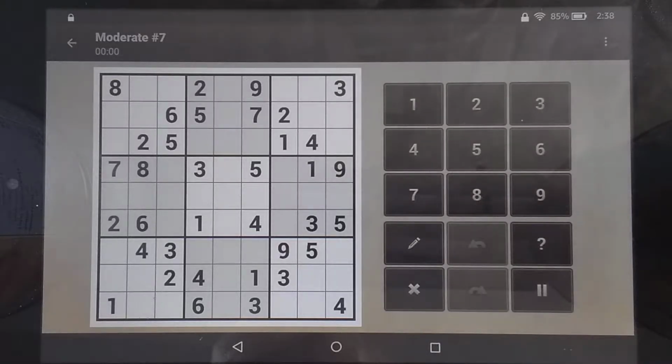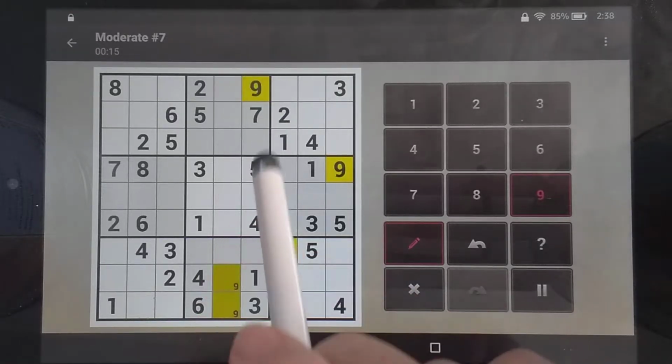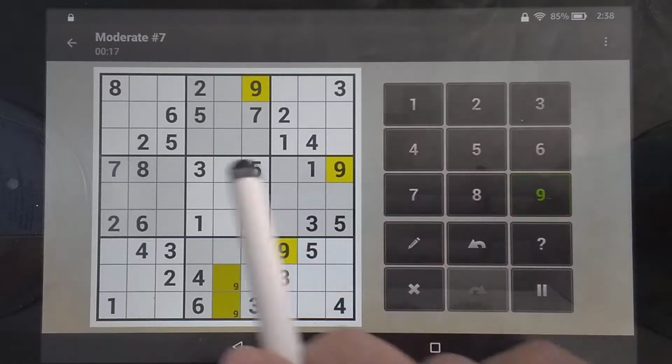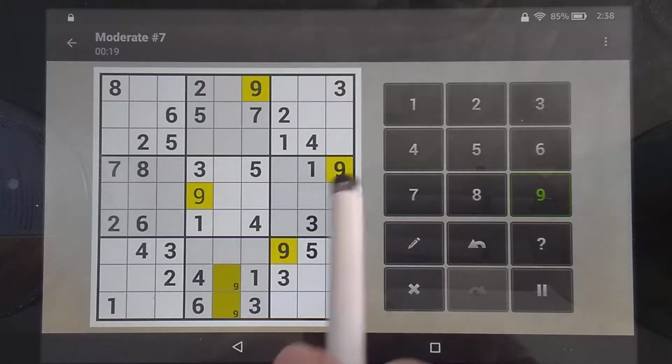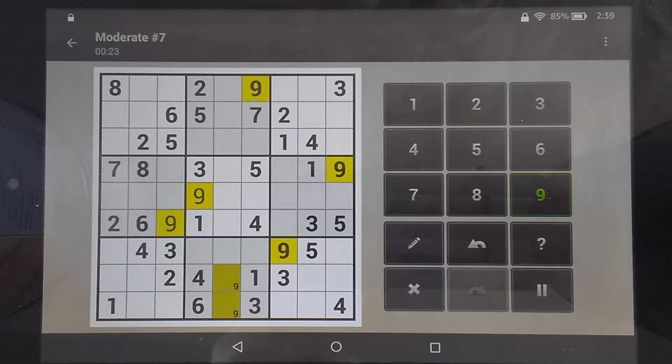Let's see what we've got for moderate number 7 here. Well, this 9 is going to block off that entire row, meaning this one has to be in one of those two. Those are in the same column, which is great because that blocks out that column. That column was already blocked, so that one has to go there. Now we have those 2 rows blocked. This one has to go there.